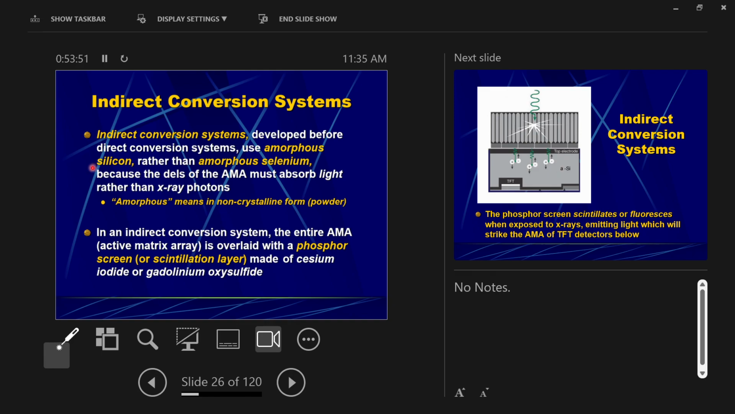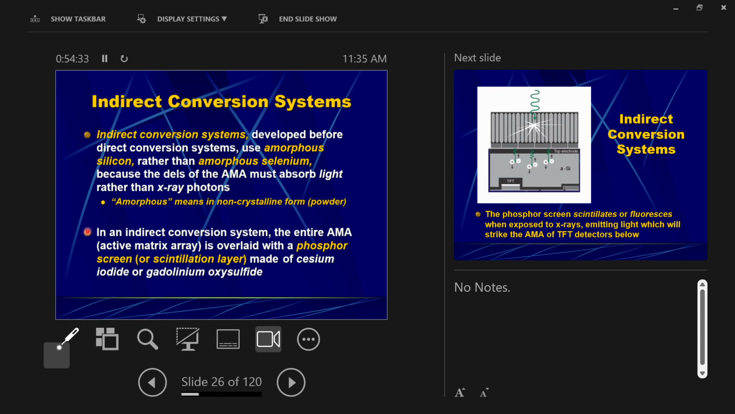So silicon versus selenium. Silicon, just because we're told so, we know, is not sensitive to X-rays, okay? Silicon is sensitive to visible light. So if you take a silicon detector and shoot X-rays at it, it doesn't generate any electric current. But if you expose it to visible light, then it generates some electric current. So the deck cells must absorb visible light rather than X-ray photons, so we have to convert X-ray photons to visible light. That's actually, by the way, not a lot different from your old CR and film cassettes, okay?